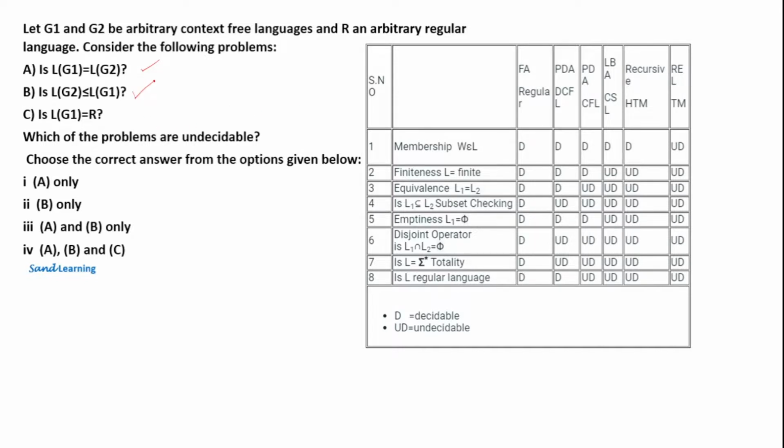And then the language generated by G1, G1 is a context free grammar, which is equal to the regular language R. So if we see this for context free grammar, it is also undecidable. So the answer is A, B and C.